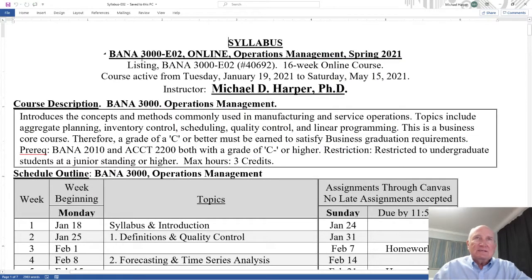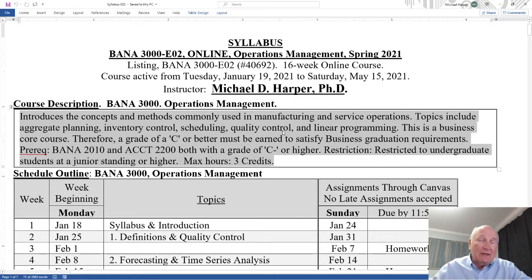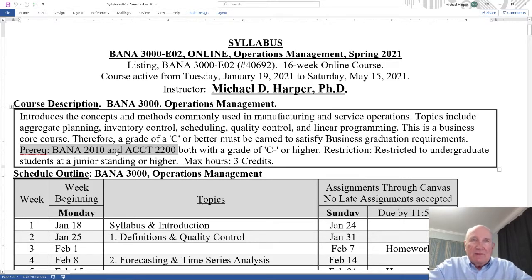So in the syllabus, this is BANA 3000 Section E02, an online course. This first part here is just a description from the course catalog. And I put it in here to match up this course with the catalog. A couple of things that are important in this course description is first the prerequisites. 2010 is statistics, accounting 2200. And those are prerequisites.